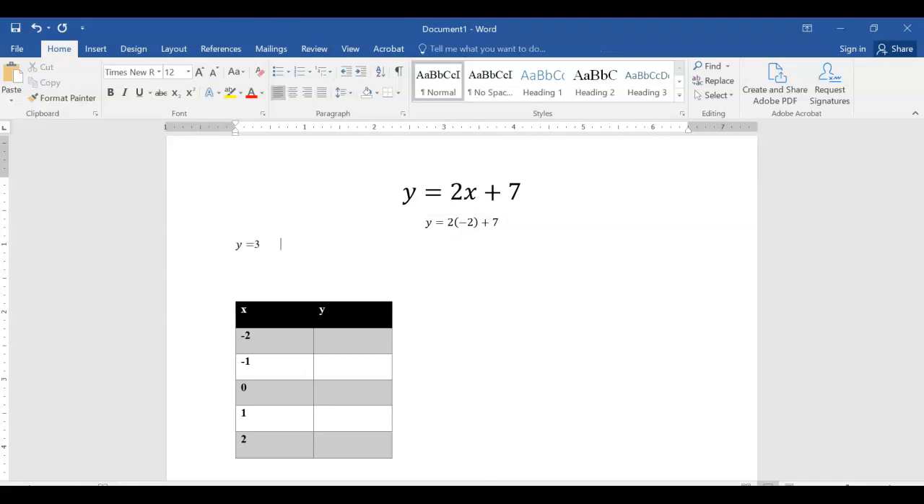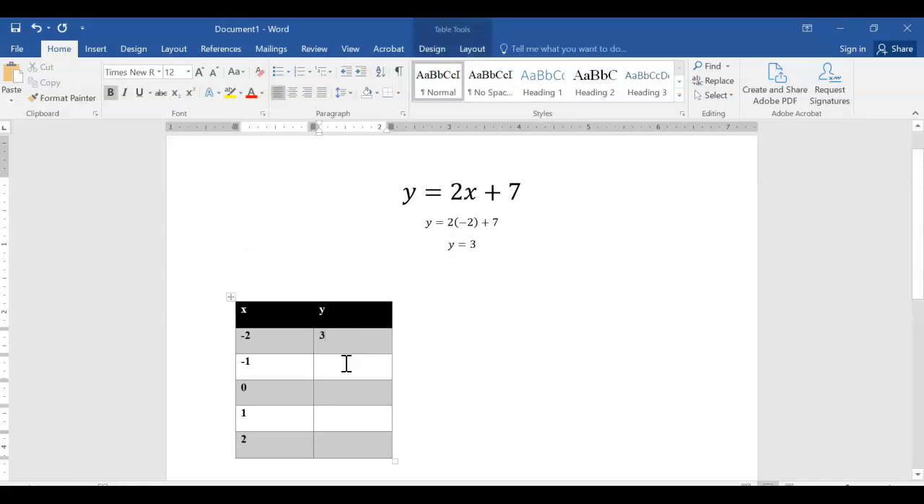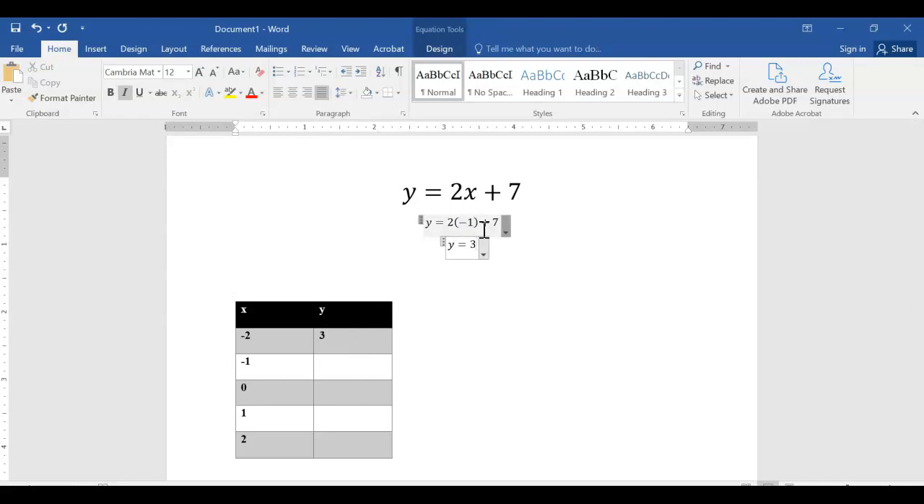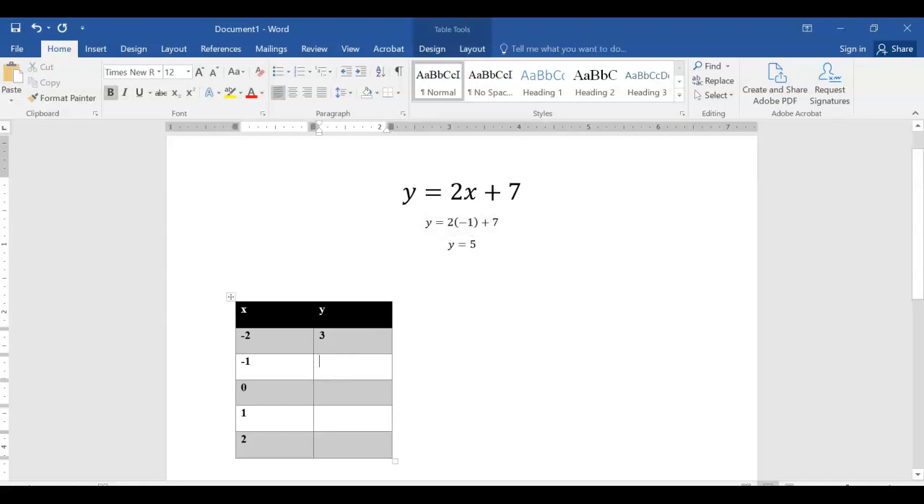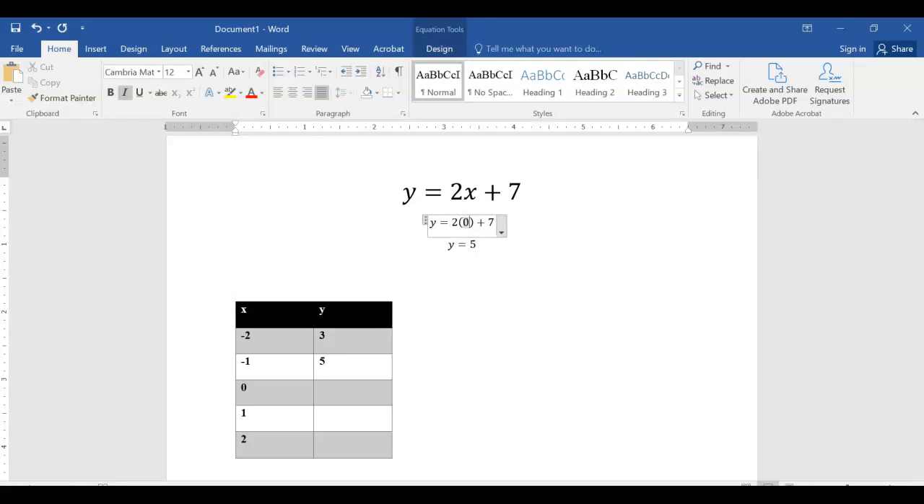If I do that, I get y equals 3. If I plug in negative 1 for x, I end up with y equals 5. If I plug in 0 for x, I end up with y equals 7.